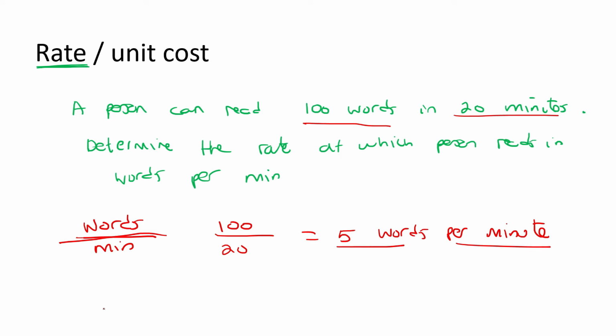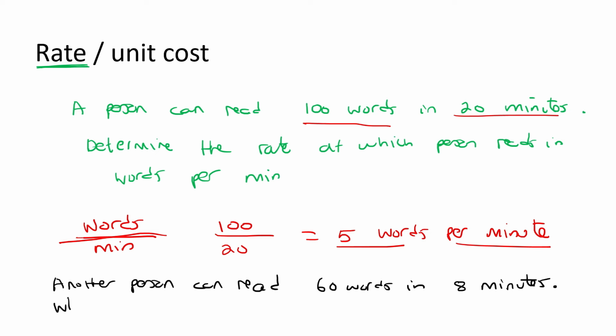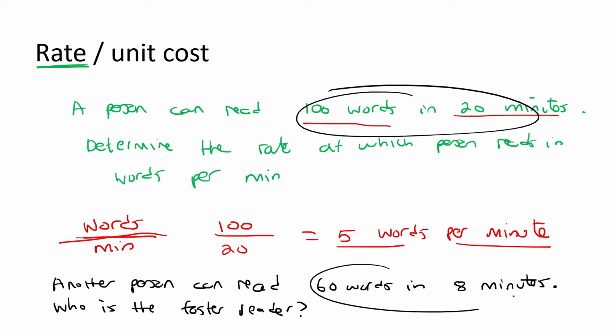Why would we need to know that? Because what if they said another person can read 60 words in 8 minutes? Who is the faster reader? Well, it's very difficult to look at that and try to see who's faster.